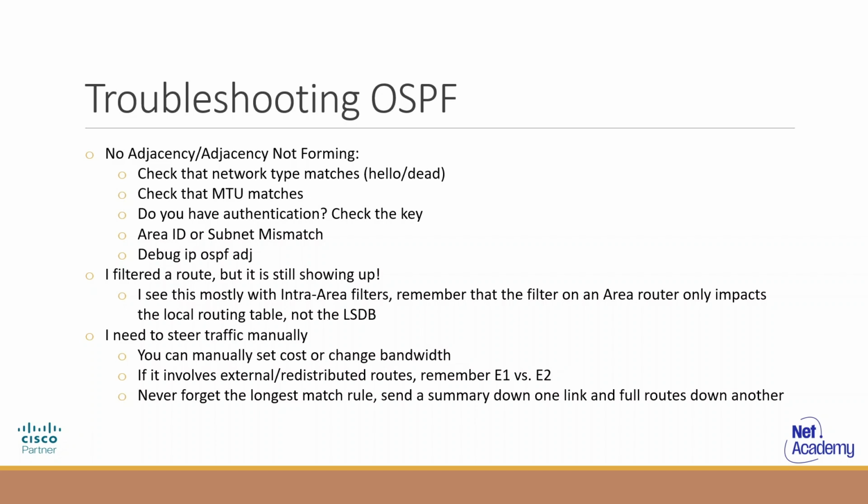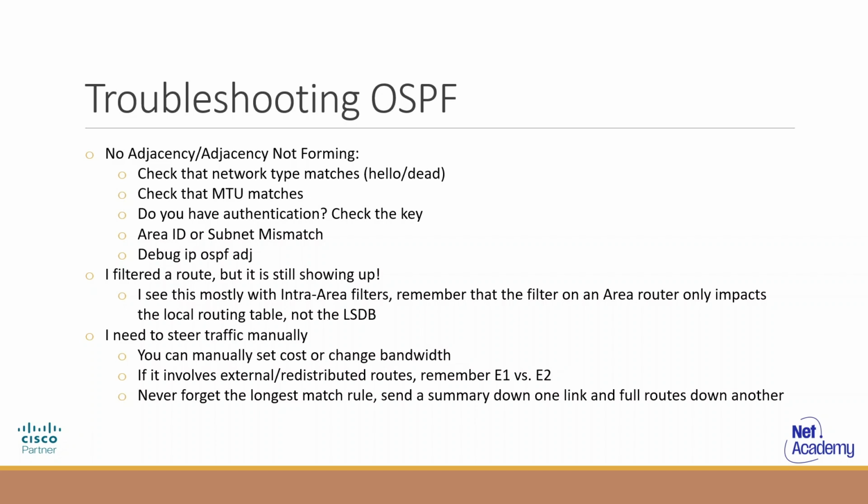You could have that problem if the MTU doesn't match. Let's say I've got a tunnel interface, and on one side I've set the MTU low, and on the other side I didn't do that to match. You might find that OSPF will not form an adjacency. We did just talk about authentication if the key doesn't match for any reason, right?